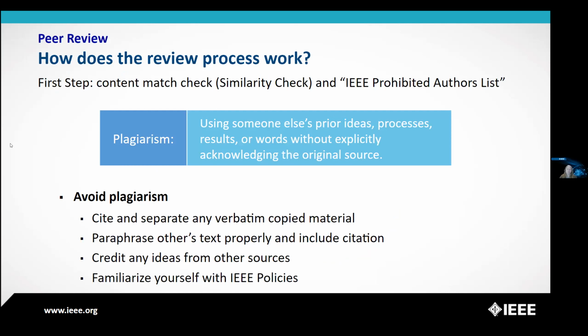So how does the peer review process work? The first step when you submit a paper is that paper is going to go through a content match check using a system called the similarity check. And we're also going to ensure that none of the authors are on the IEEE prohibited authors list. And of course, plagiarism is using someone else's prior ideas, processes, results, or words without explicitly acknowledging the original source.